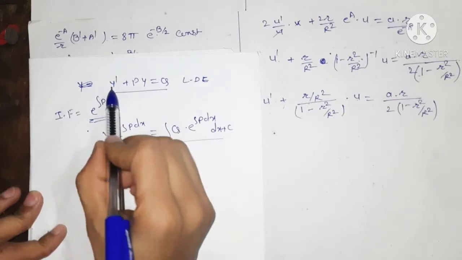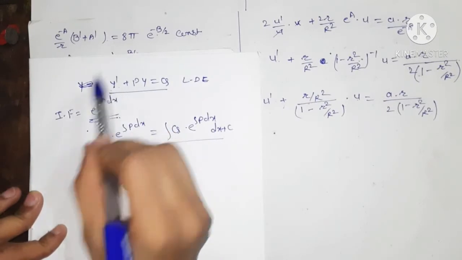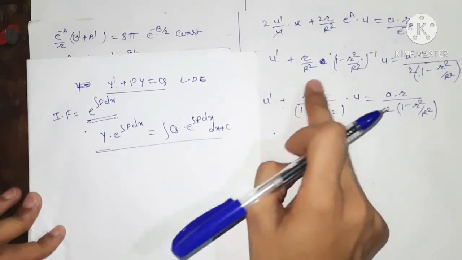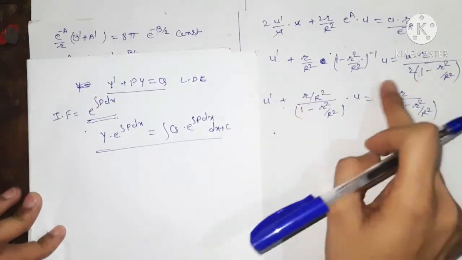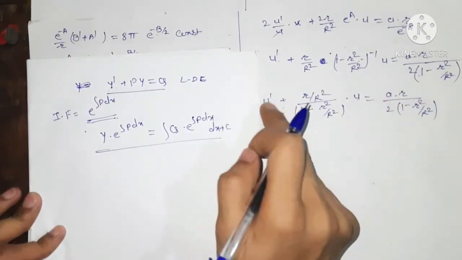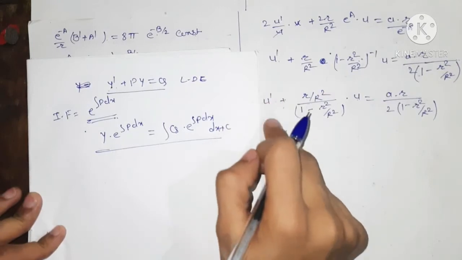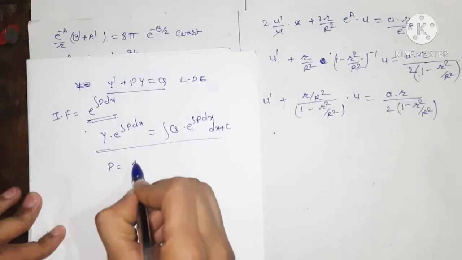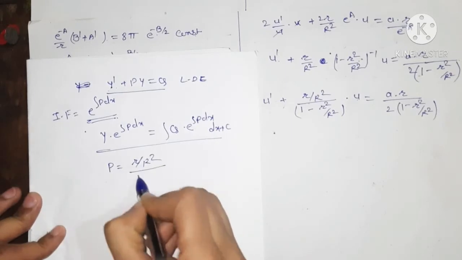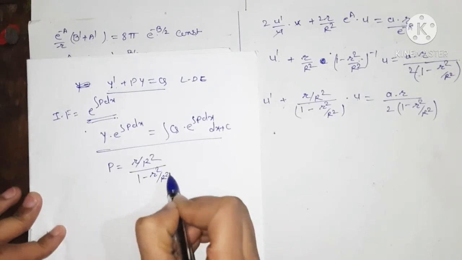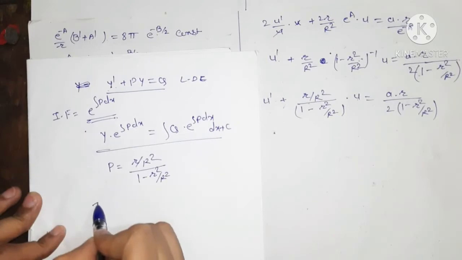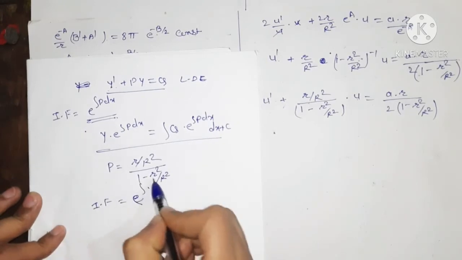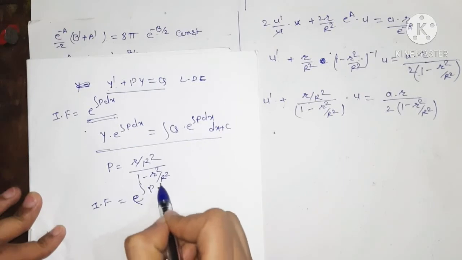Okay, since this is a linear differential equation in u dash, we have the same form: u dash plus p u equals q. u dash is nothing but the derivative with respect to r, so we have du by dr, where p is equal to r upon R square, 1 minus r square upon capital R square. We have to find the integrating factor, that is e to the power integral of p dr.